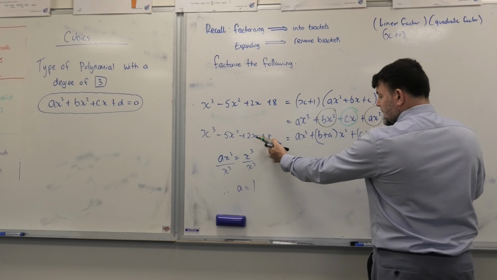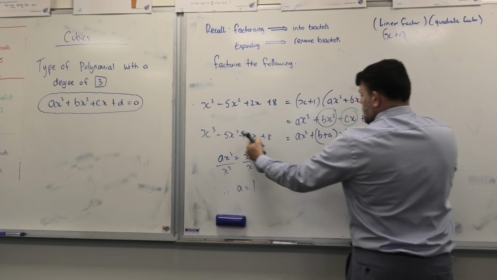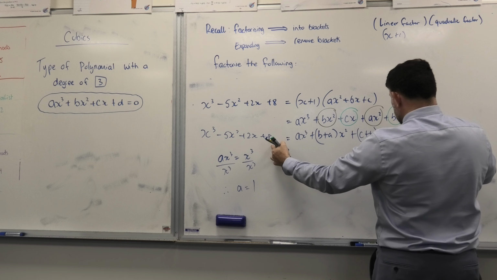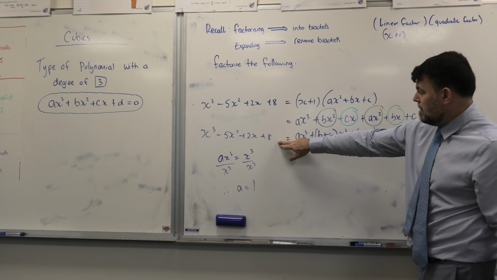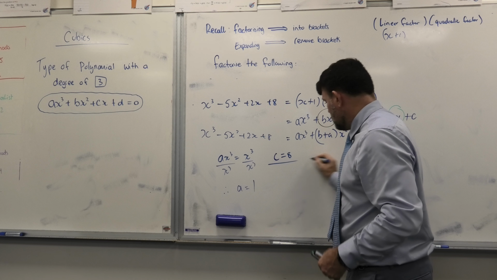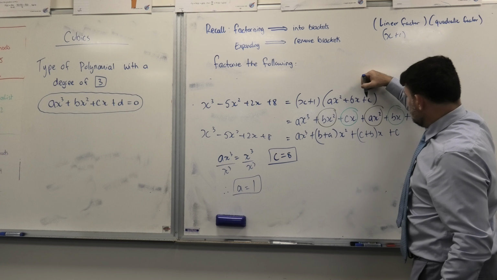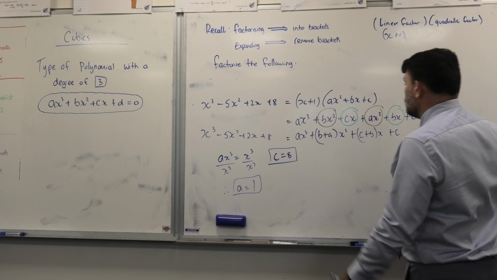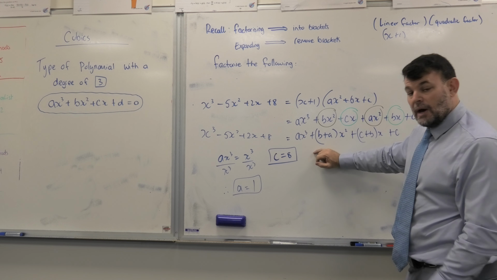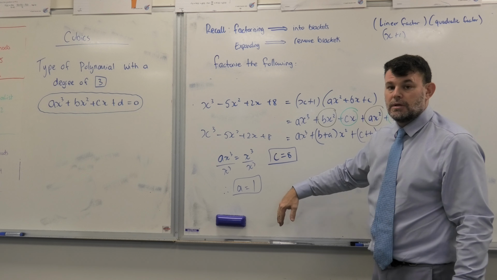Well, c has to equal 8 because they're in line. Here's my cubes, here's my squares, here's my linear values, here's my constants. I don't have any other constants except c equals 8. So now I know what c is, and I now know what a is. I now need to work out what b is. But here's the tricky part: we work out what b is by using other information that we've already found.